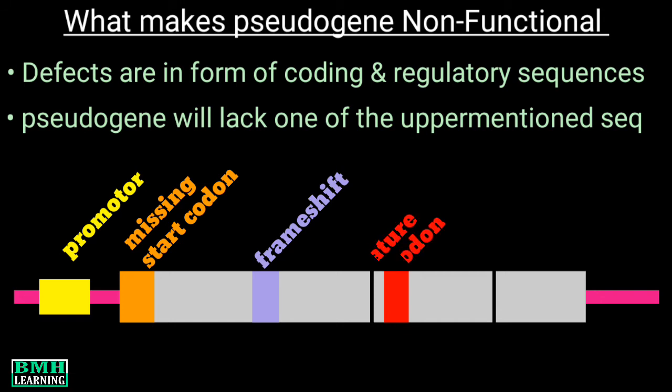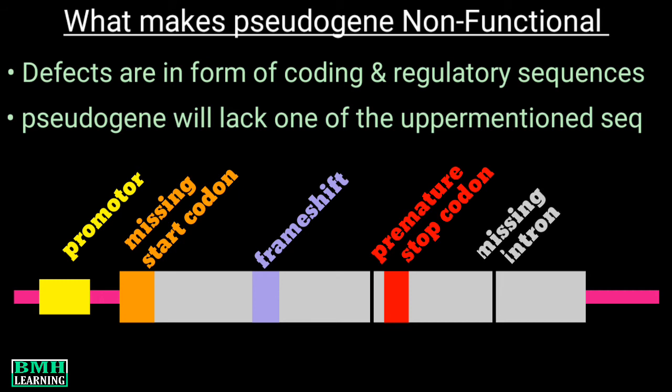Then you can also notice a premature stop codon in a pseudogene. The presence of a premature stop codon results in the formation of truncated proteins. In simple words, the protein is not fully formed, hence it's not functional. And sometimes you are also going to observe the absence of introns in a pseudogene.